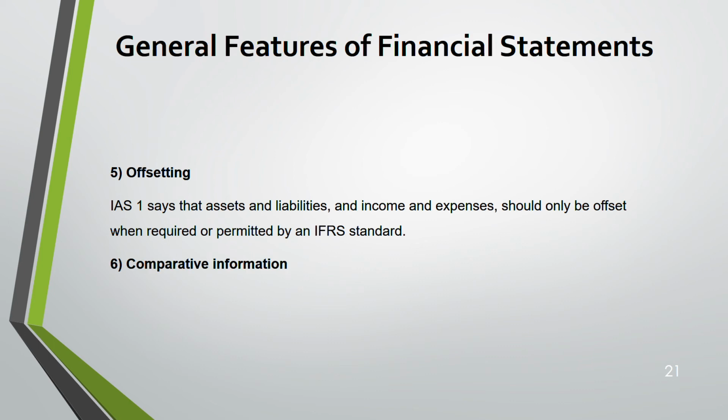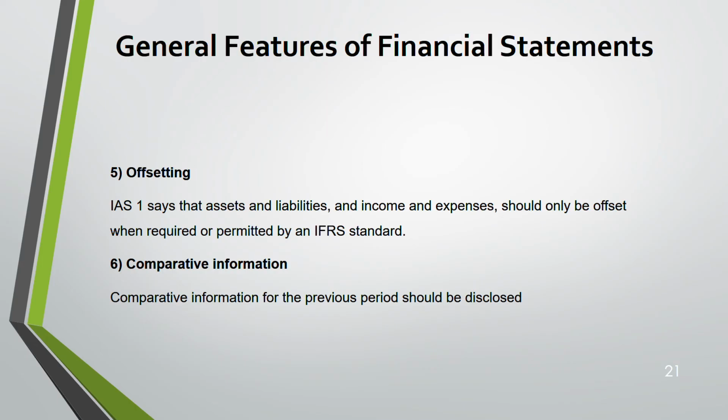Then the sixth feature is comparative information. Comparative information should be there. For example, the previous year statement of financial position and previous year income statement should be there for you to compare how much your asset has increased, how much your liability has gone down or increased, things like that. So these are the 6 features of financial statements, and you should know these features.